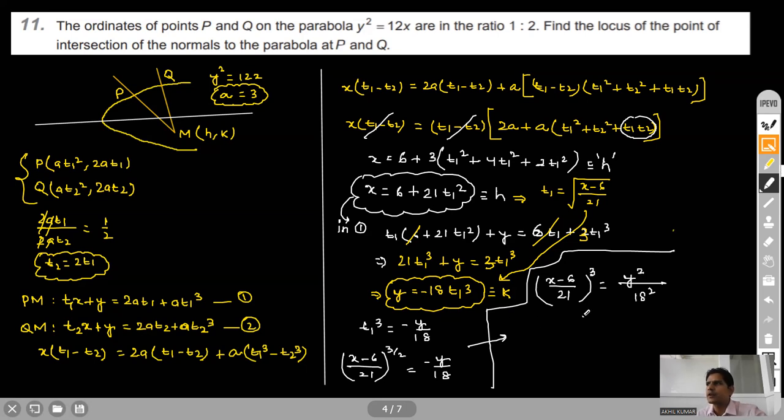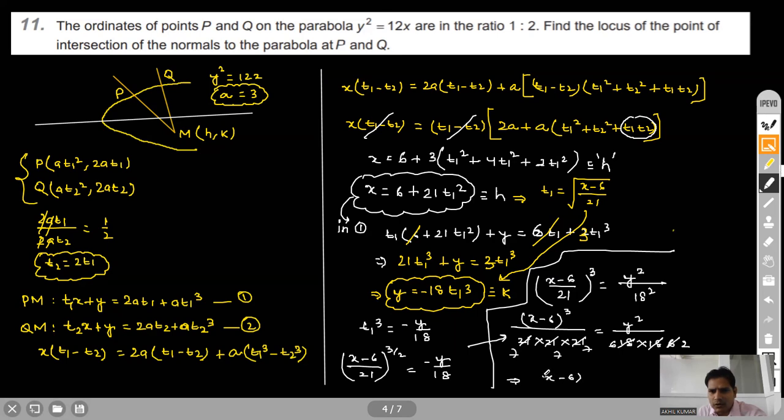So if you wish, you can simplify it. How can we simplify this? (X minus 6) the whole cube upon 21 into 21 into 21 will be equal to Y square upon 18 into 18. Is it okay? So by 3, we can cancel it. This will go 6 times, this will go 7 times. Again, this will go 6 times, this will go 7 times. Then this will go 2 times, this will go 7 times. So finally, this will be our answer.